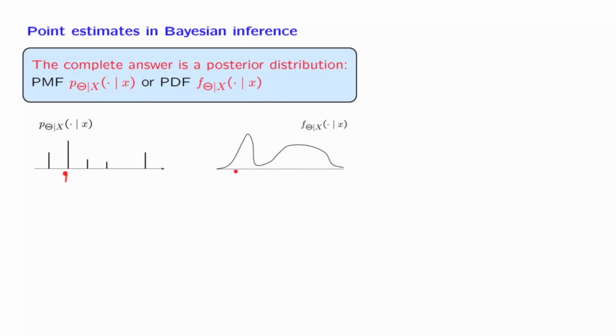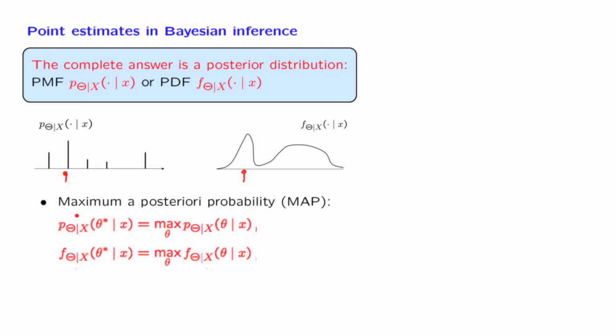And using a similar philosophy, you could look at the continuous case and find the value of theta at which the PDF is largest and report that particular value. This particular way of estimating theta is called the maximum a posteriori probability rule.